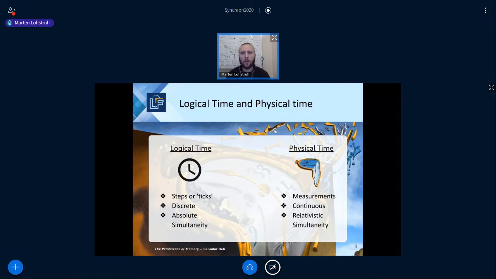But the picture is a little bit more complicated in the physical case because simultaneity is actually a relativistic notion in physics, meaning that it depends on the frame of reference of the observer. And this makes it not very practical as an abstraction for engineering systems. In logical time, on the other hand, simultaneity is an absolute predicate, making it much easier to reason about.